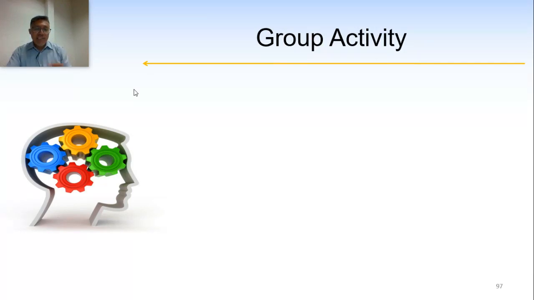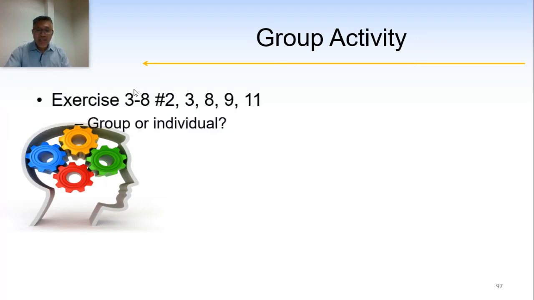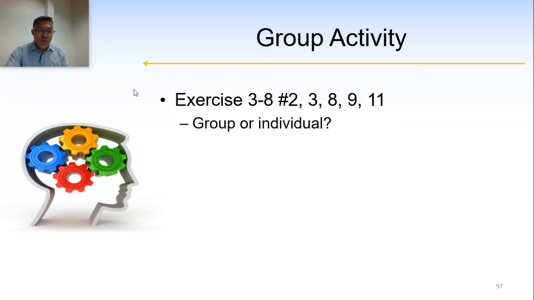Okay, so let's go ahead and see if we can get a sense for when somebody might be referring to a group versus when they might be referring to an individual. This requires us to take a look at the context, take a look at what we know about what's being said, and to come up with a common sense sort of interpretation of whether or not somebody's referring to the group or the individual. So let's take a look at exercise 3-8 on page 97. And I'd like you to take a look at numbers 2, 3, 8, 9, and 11. Based upon context and common sense, do you think they're referring more likely to groups or individuals?